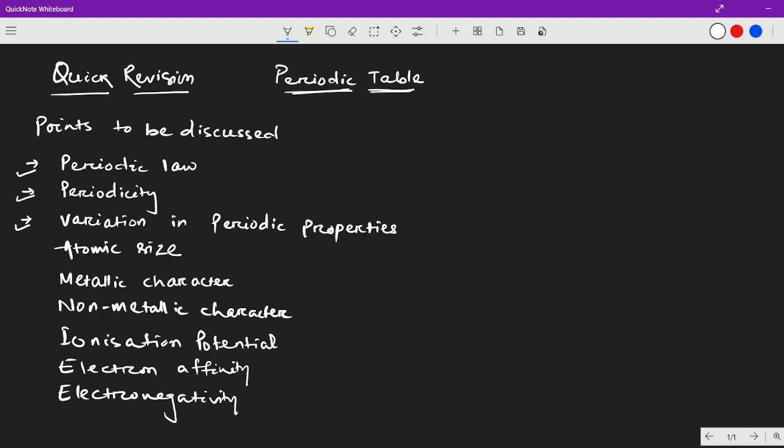In this chapter we are going to discuss the modern periodic law, periodicity, and variation in periodic properties like atomic size, metallic character, non-metallic character, ionization potential, electron affinity and electronegativity. All these topics will be covered in this particular class. So stay tuned.